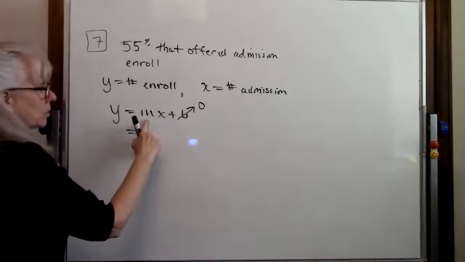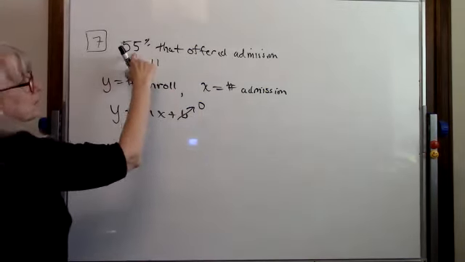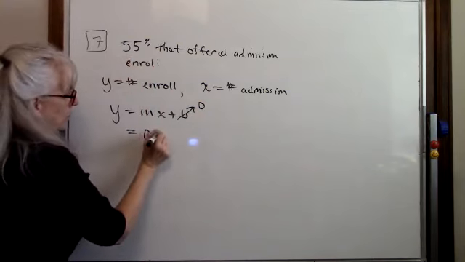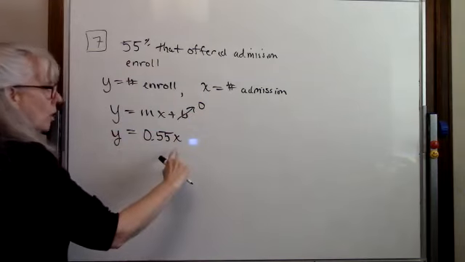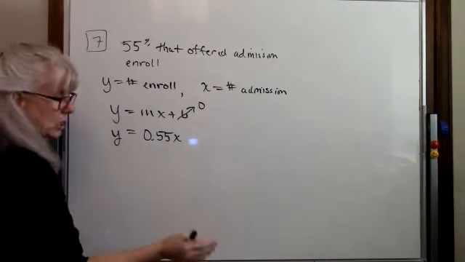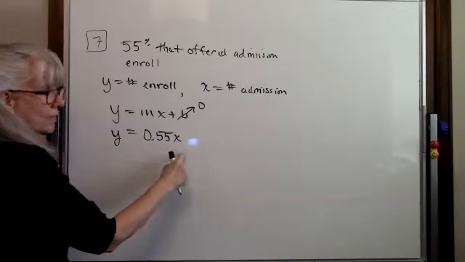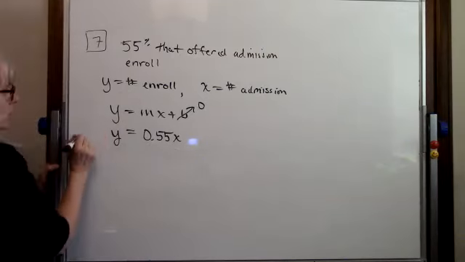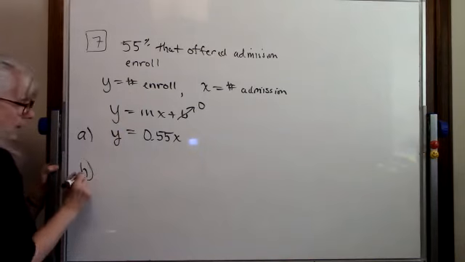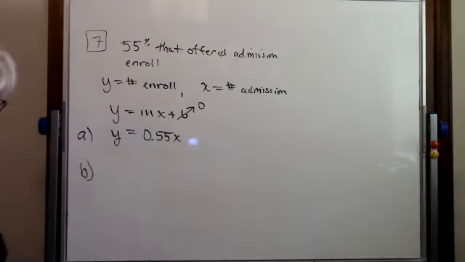So we need a slope. Believe it or not, that slope is that 55%. So we're going to put 0.55x is equal to y. If you offer 10 people admission, then 5.5 of them will enroll. And that makes sense from what they gave us. So there's our equation for part A. That 55% translates into our slope.